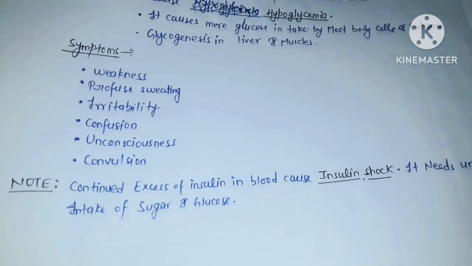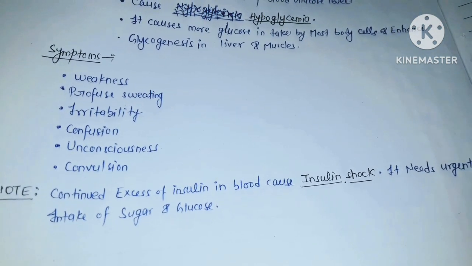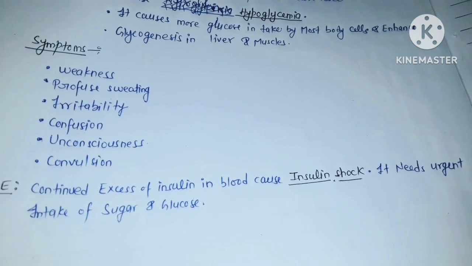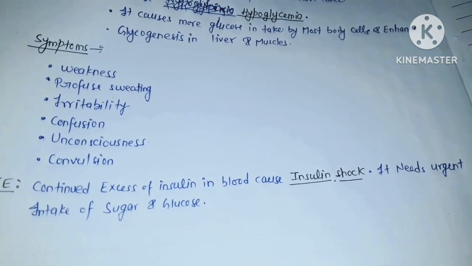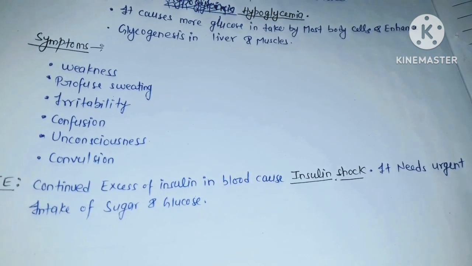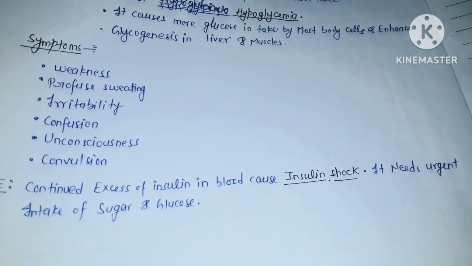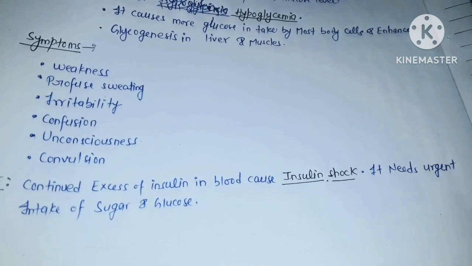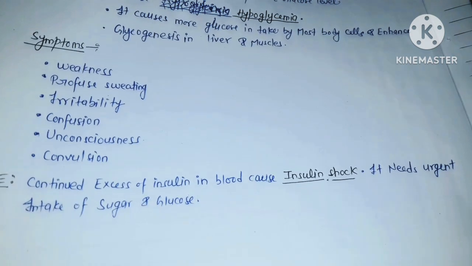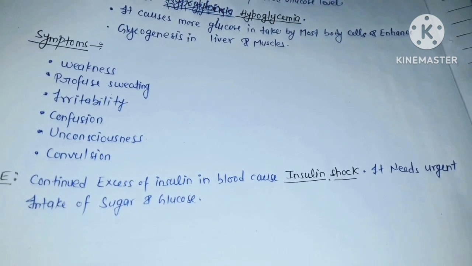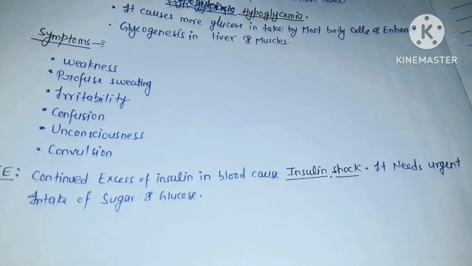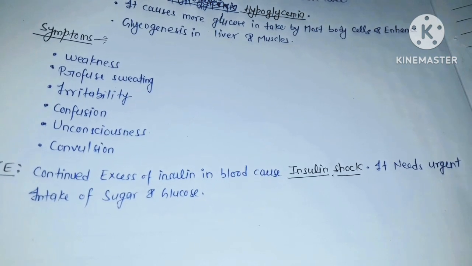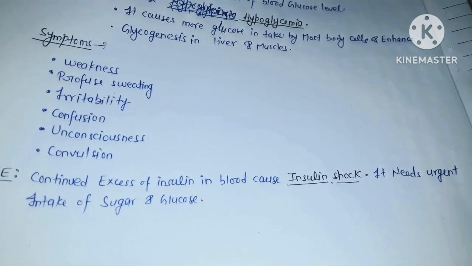So note, continued excess of insulin in blood causes insulin shock. When insulin is secreted in high amount in blood, it causes insulin shock. It needs urgent intake of sugar and glucose. Thank you.